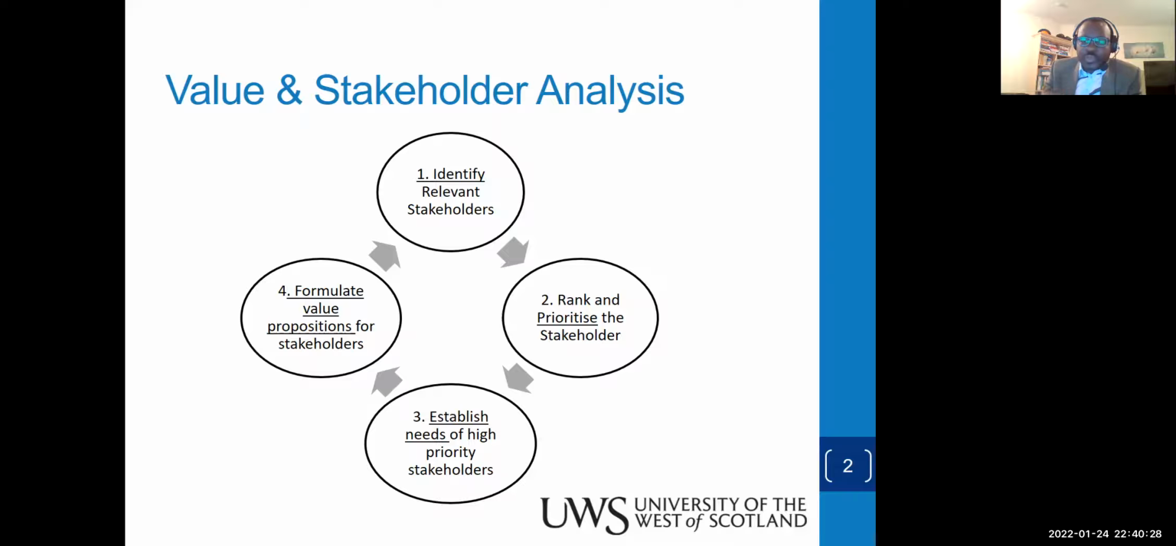You formulate value propositions for these high priority stakeholders. Then the cycle goes round. You come back to look at the medium priority, establish what they need, and create a value proposition for them. Then you come back to those with low power and low interest, establish their needs, and create their values for them.